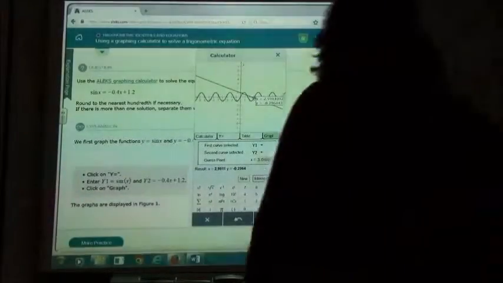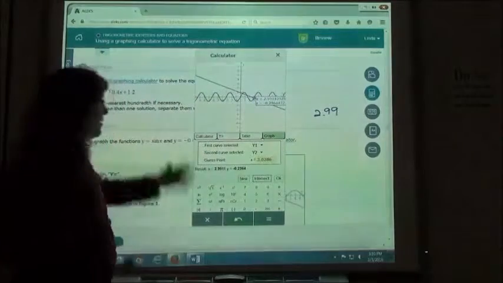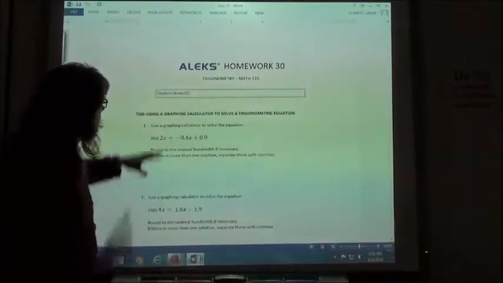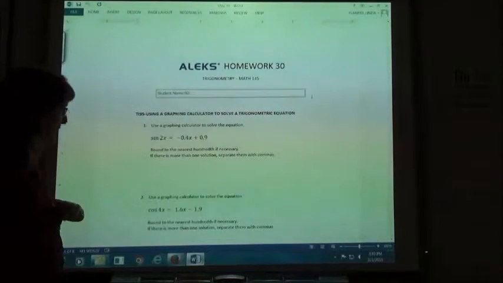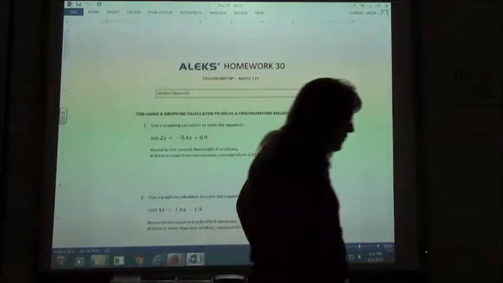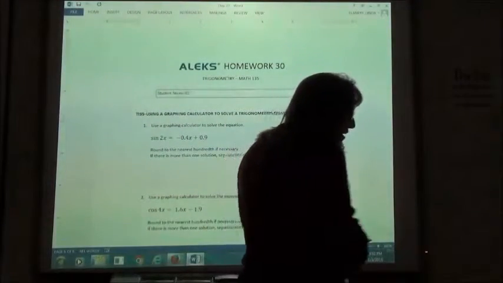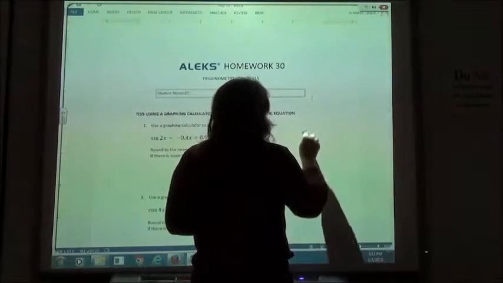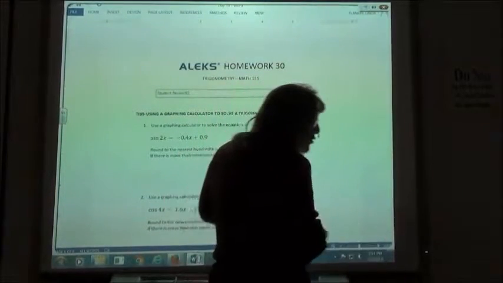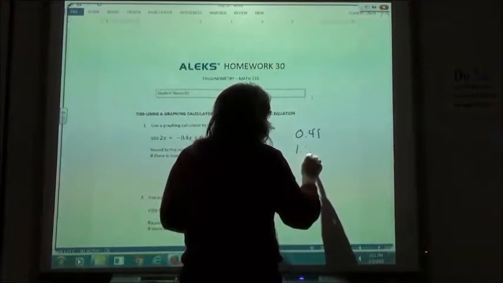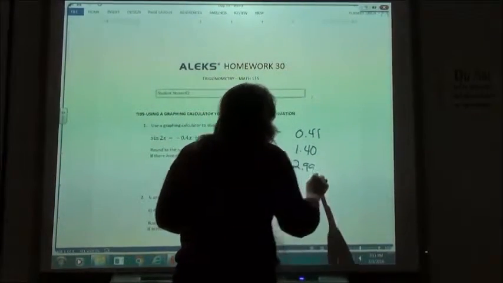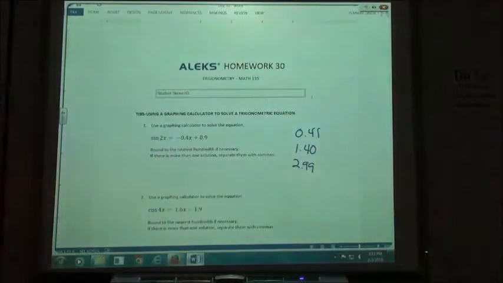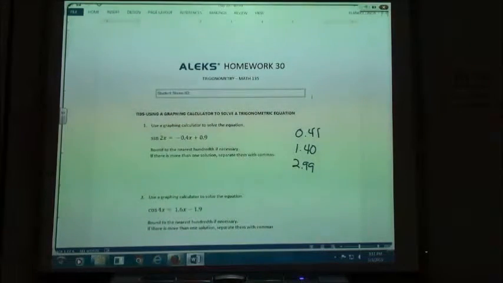So again, just going back to our question, the sine of 2x equals negative 0.4x plus 0.9. We would have those three answers that we got by finding the intersection. 0.41 was the first one we got, 1.40 was the second one we got, and 2.99 was that last one we got. So just as easy as punching it into the calculator and then finding those intersections.